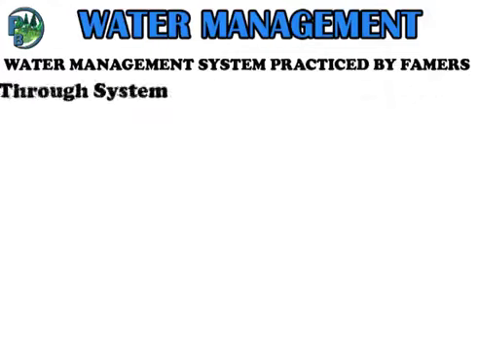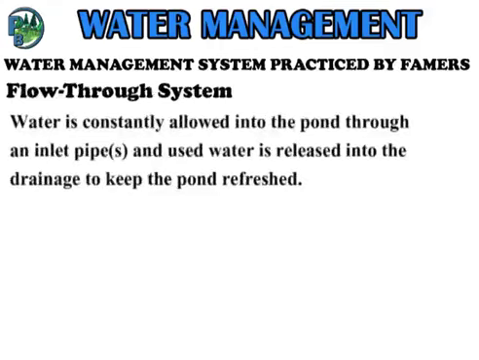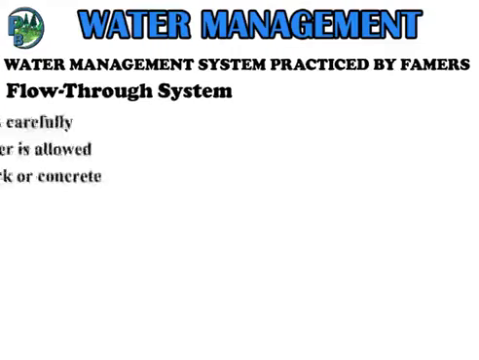The second technique farmers use in managing water is flow-through system. In this system, water is constantly allowed into the pond through an inlet pipe, and used water is released into the drainage to keep the pond refreshed. The water coming into the pond sometimes may or may not be treated. The main reason for this system is to limit water pollution and its effects.